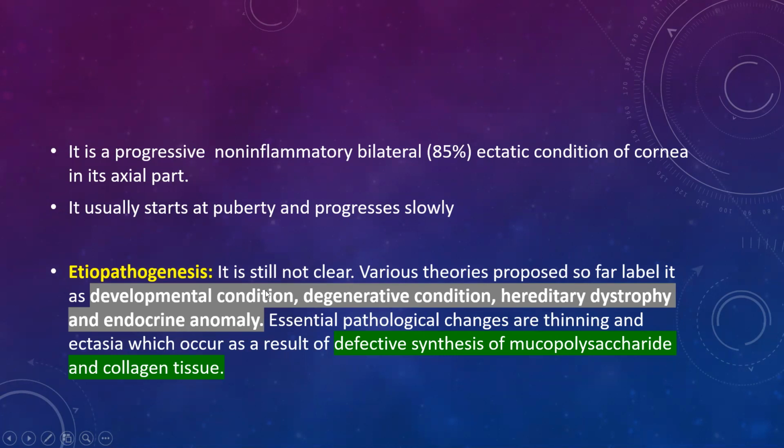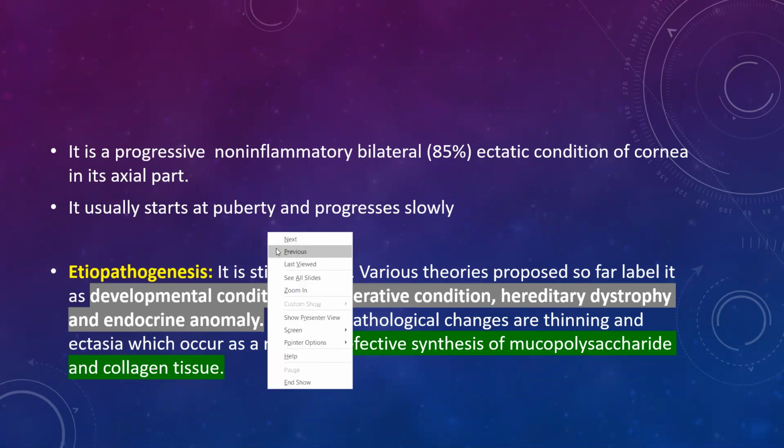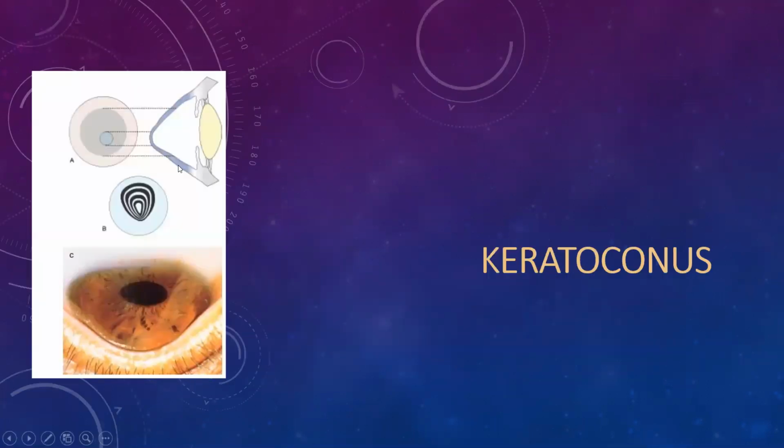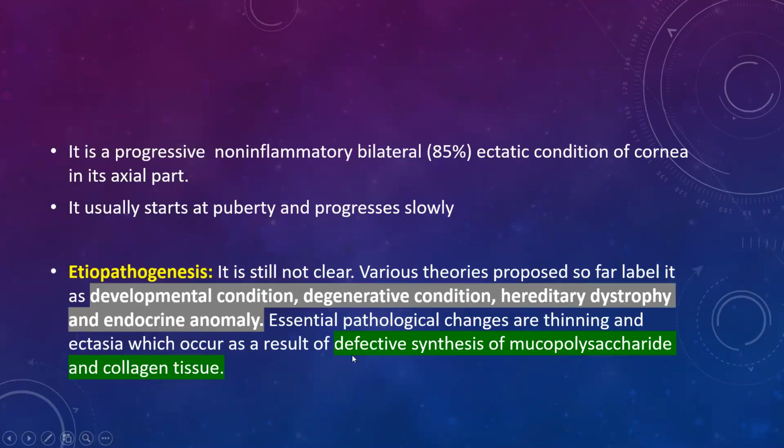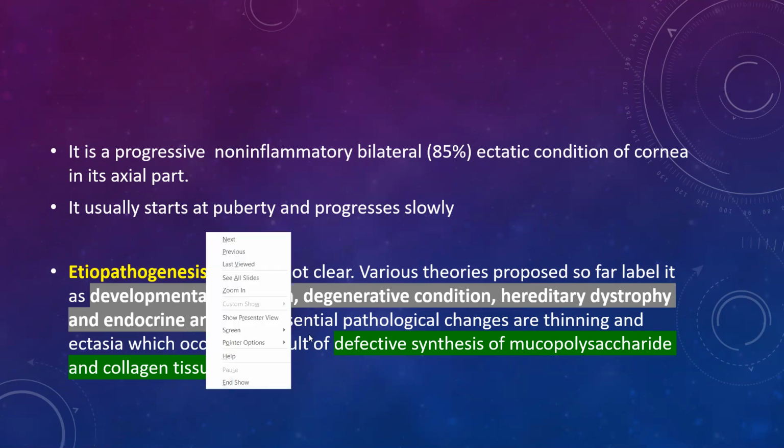Also, if you look at this particular disease, it is becoming cone-like. That means the central and the peripheral cornea in this area is thinning out. And because of its thinning, it is protruding forward, right? In order to protrude forward, the entire cornea has to thin out. That is because there is defective synthesis of mucopolysaccharide and collagen tissue. That is the reason it is protruding out in the form of a cone, and that is the reason you call it keratoconus.